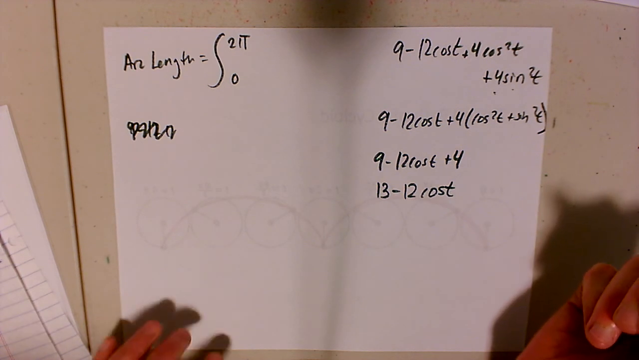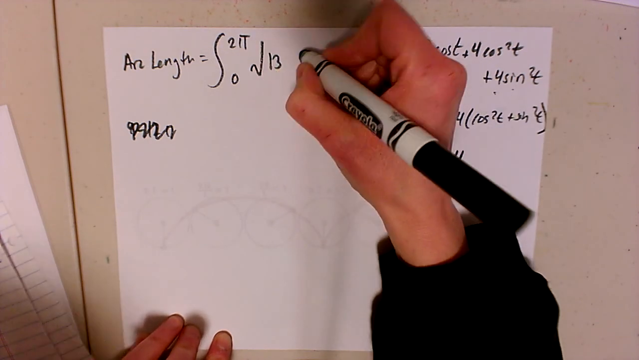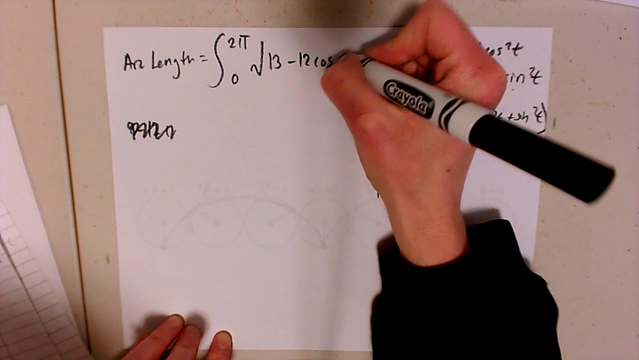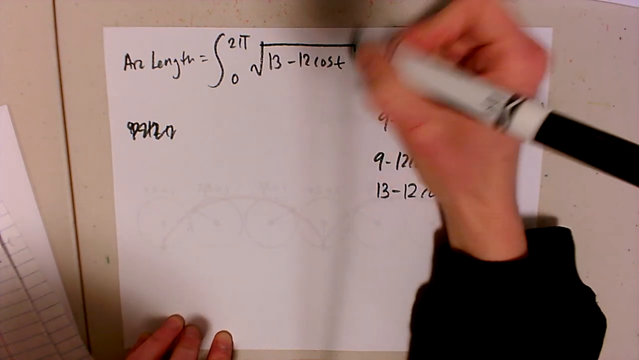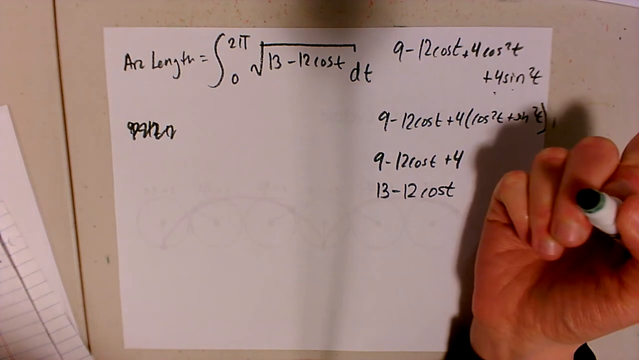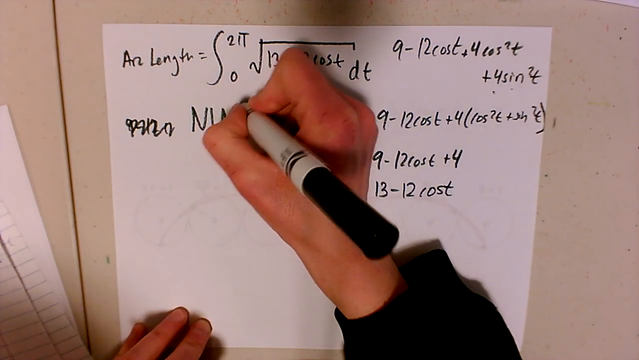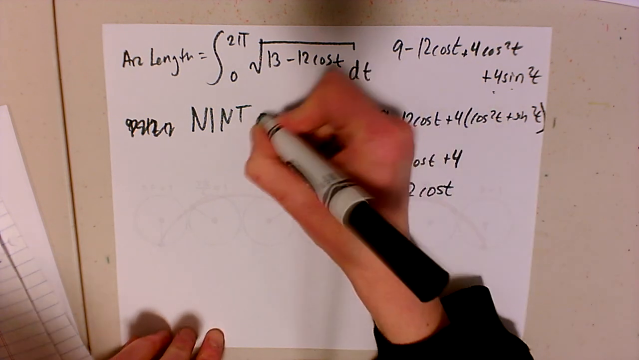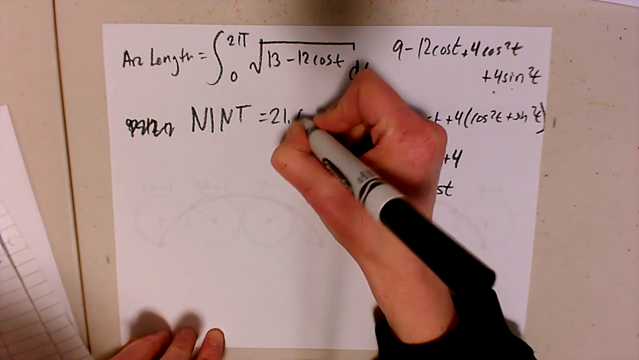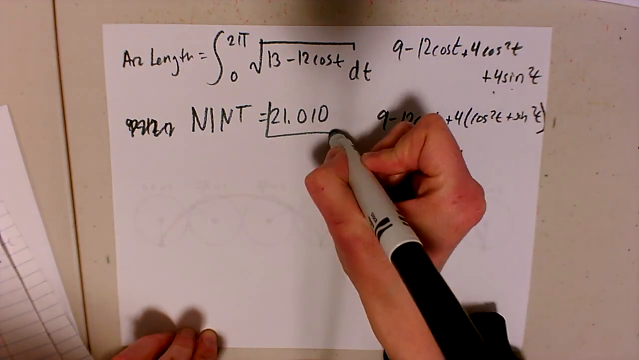And so now what we can do is we can take the integral of that. So I'm going from 0 to 2 pi, and I can do my integral of the square root of 13 minus 12 cosine t dt. Okay, and so this is something that we would want to put in a calculator. It's a little tricky to figure out on its own, and so if we go ahead and do that, we're going to get 21.010. Okay, and so that would be the length along your curve.